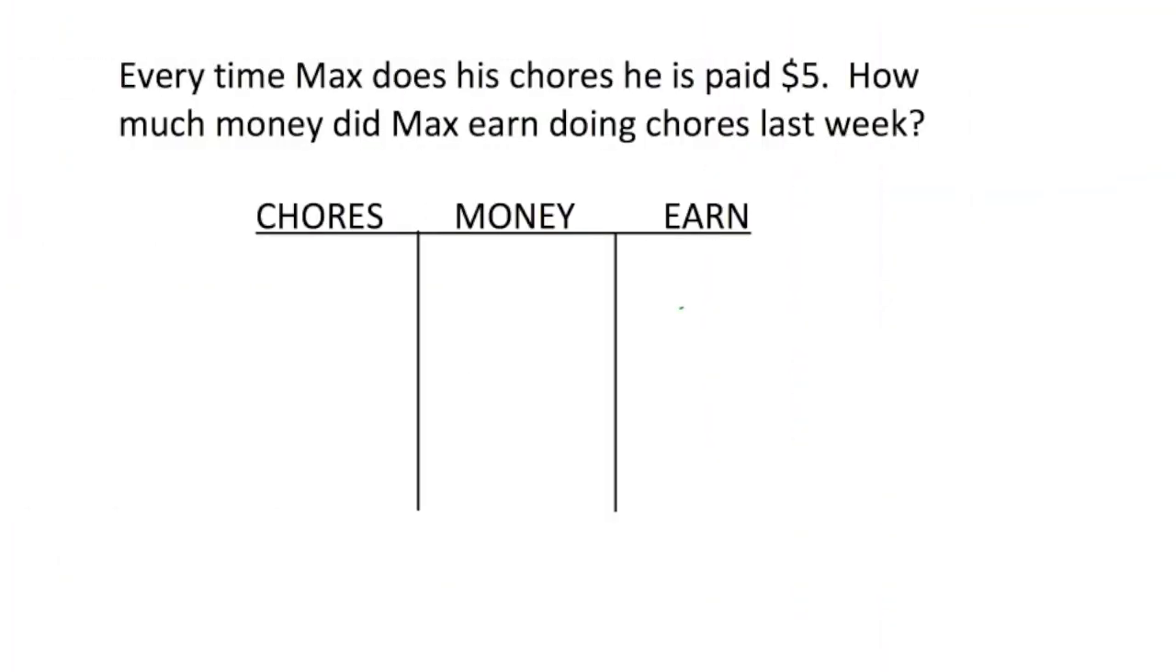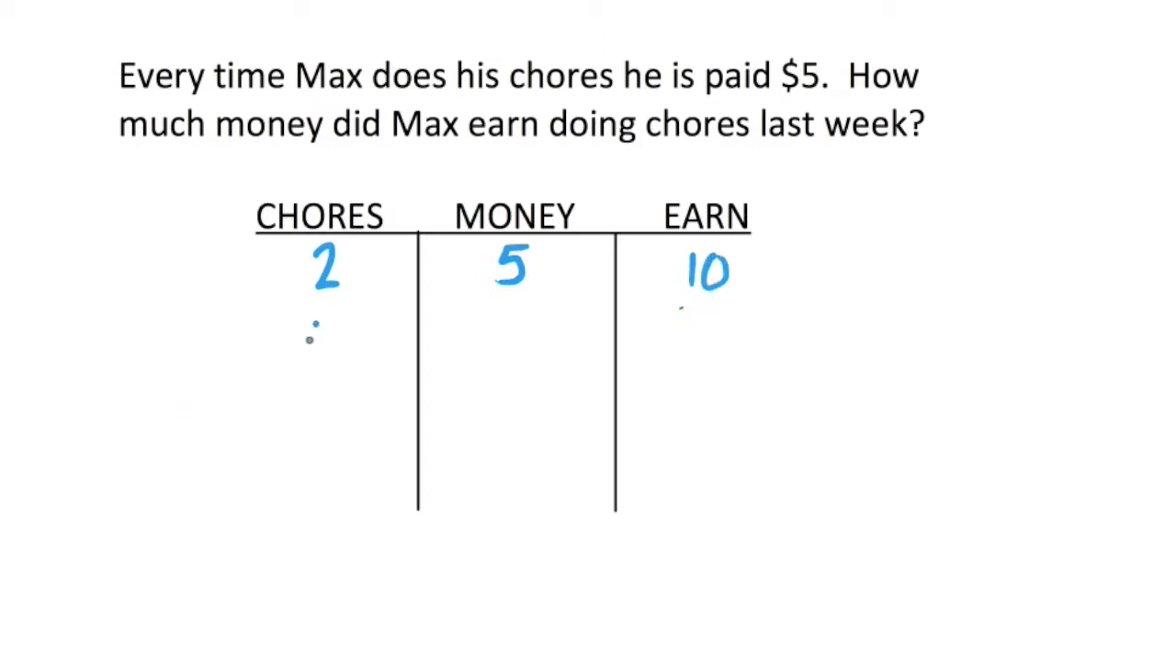Let's look at an example of a problem that has a variable or an unknown in the problem. So this says every time Max does his chores, he's paid $5. So how much money did Max earn doing chores last week? Well, we can't solve this problem because we don't know how many times he did his chores. So let's say he did his chores twice last week, right? And that's times $5. That would equal $10, right?